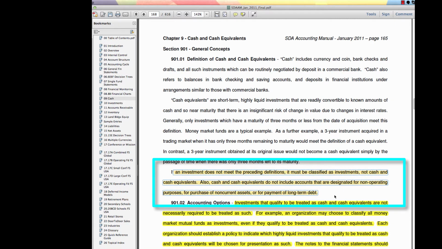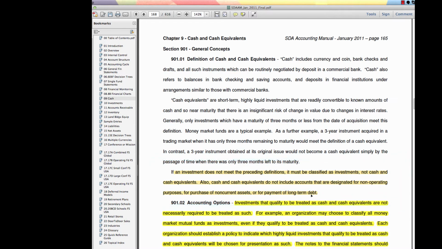So that is a tough thing for a lot of people to swallow. Okay, that any restricted donation for non-operating purposes of non-current assets, even if it's sitting in a cash account where you can draw it out right away, if it's for any of these three reasons: non-operating purpose, purchasing non-current assets, or payment of long-term debt, it might be sitting in a cash account at the bank, but that is a non-current investment. Okay?